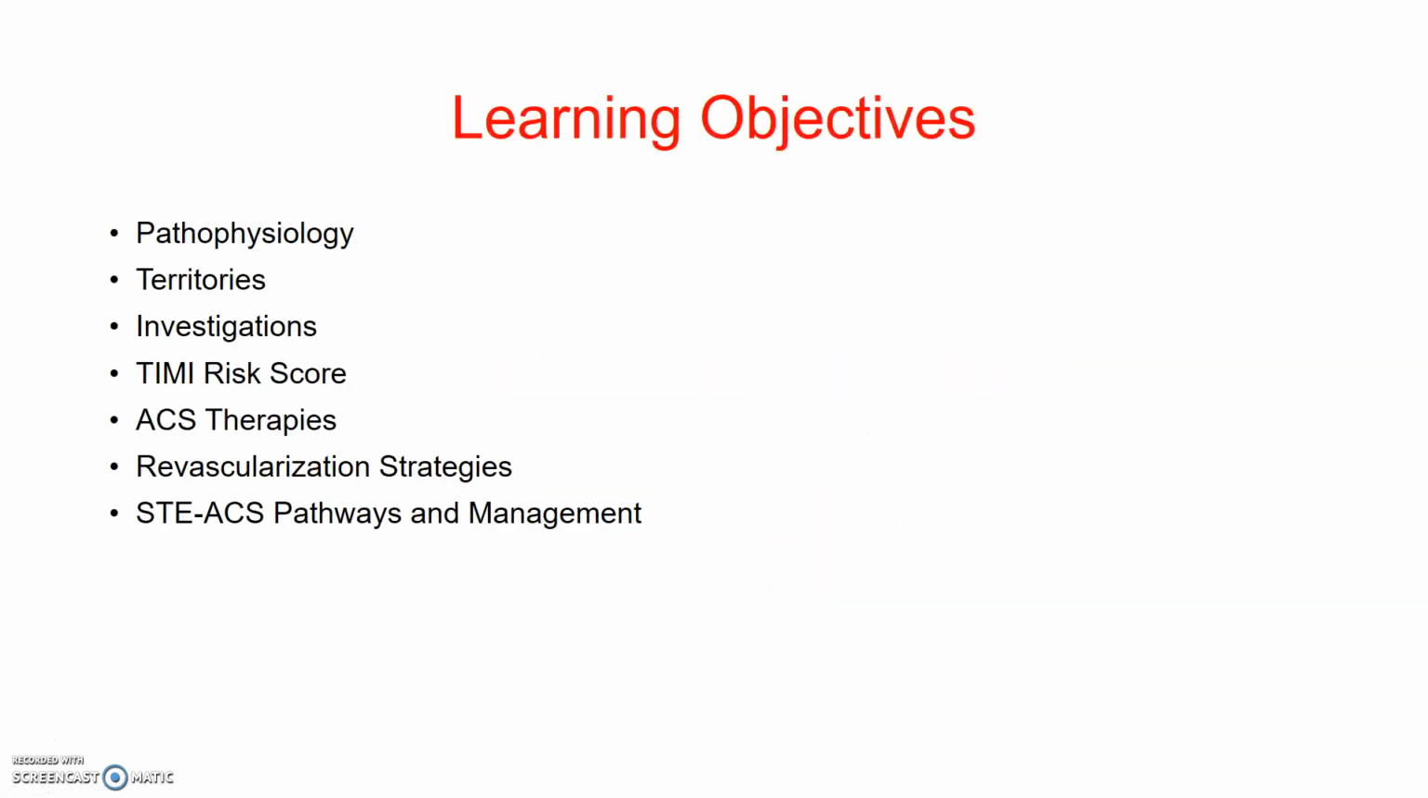Learning objectives. First, we will delve into the pathophysiology of acute coronary syndromes. We will discuss the territories perfused by the different coronary arteries. Also discuss some basic and advanced investigations used in the management of acute coronary syndromes. Also look at the TIMI risk score, which is a risk stratification system. Discuss the pharmacotherapies involved in treating an acute coronary syndrome. Look at revascularization strategies, and finally discuss the ST segment elevation acute coronary syndrome pathway and management.